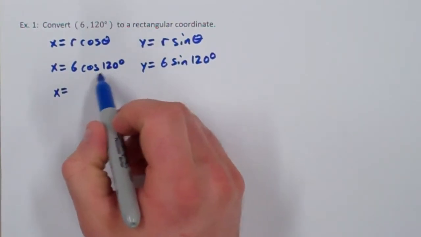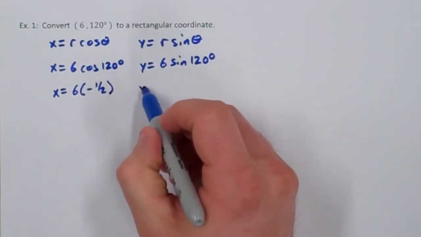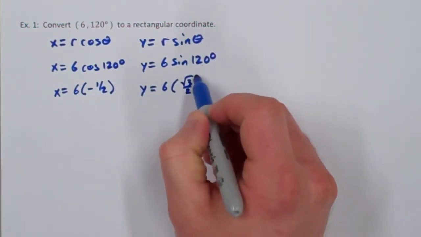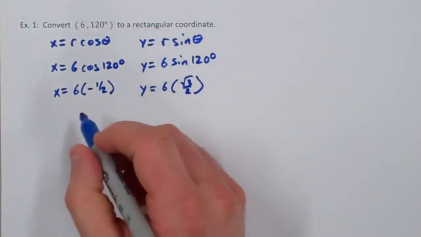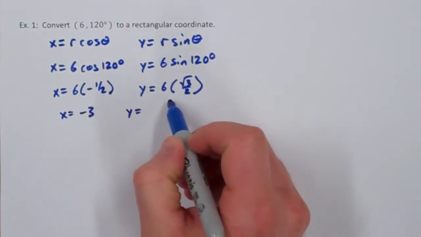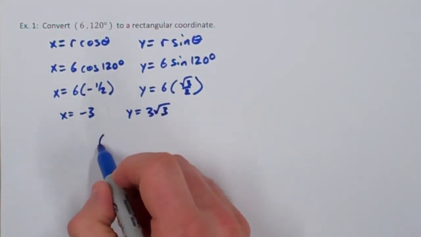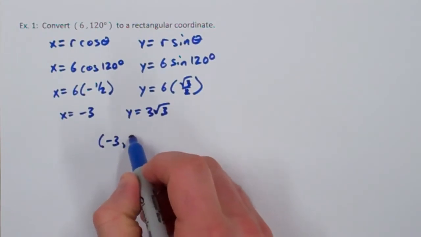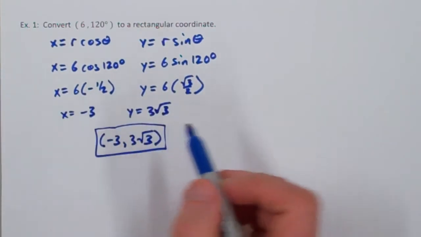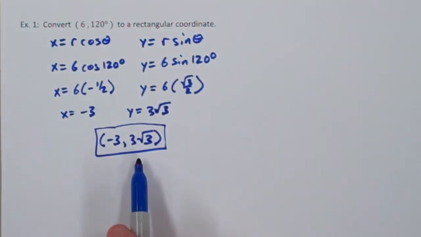6 times the cosine of 120. Cosine of 120 is negative 1/2. Sine of 120 is root 3 over 2. The x part will simplify to negative 3, and the y part will simplify to 3 root 3. So to write your coordinate, you're going to write (negative 3, 3 root 3). That's your final answer for example 1. We've taken r and theta and changed it to a rectangular coordinate.